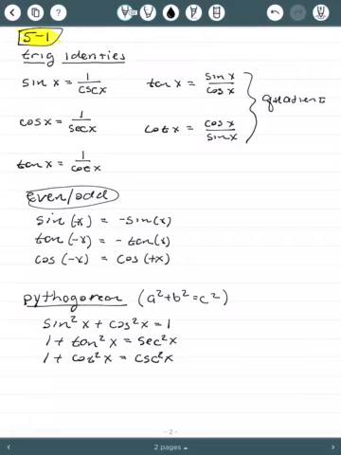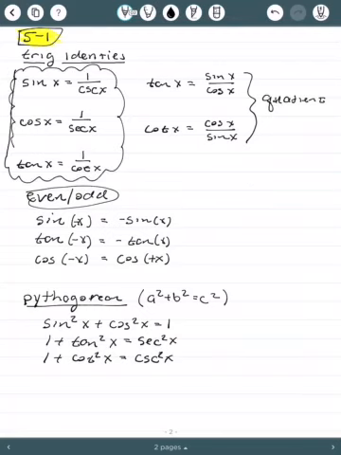So the ones we need to worry about are called the reciprocal identities. Those are these three right here. I'm kind of bubbling in. Those are called the reciprocal identities. Then you have the others that are right here. These are called your quotient identities.